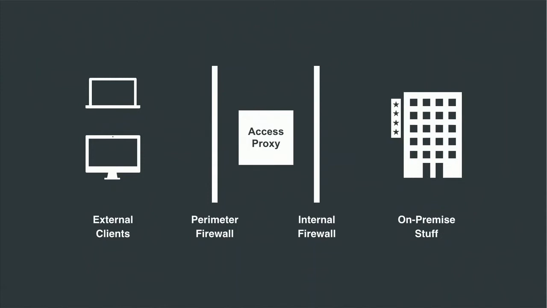And this is an overly simplified diagram, but I think you'll get the idea. Basically, we have external clients, or maybe internal in some cases, that just want to access on-premise stuff, and the access proxy is what gates that access.